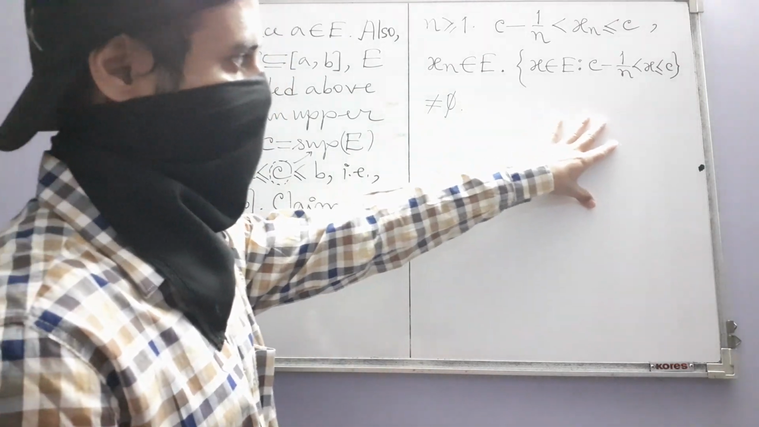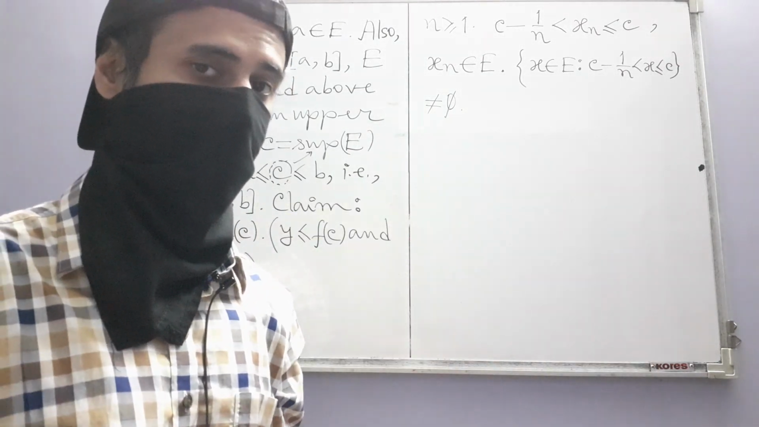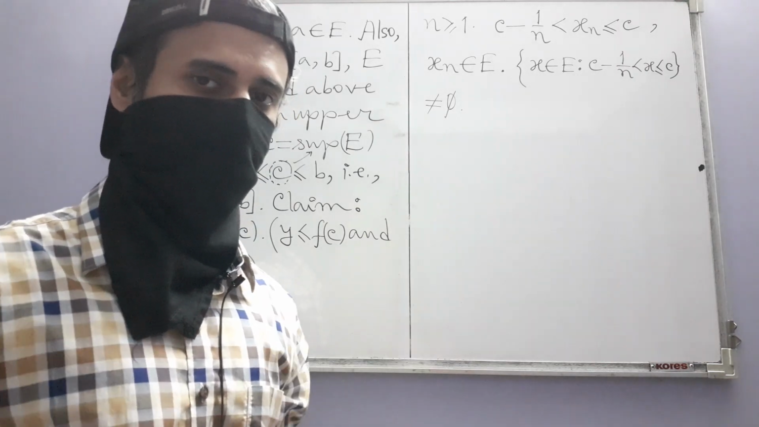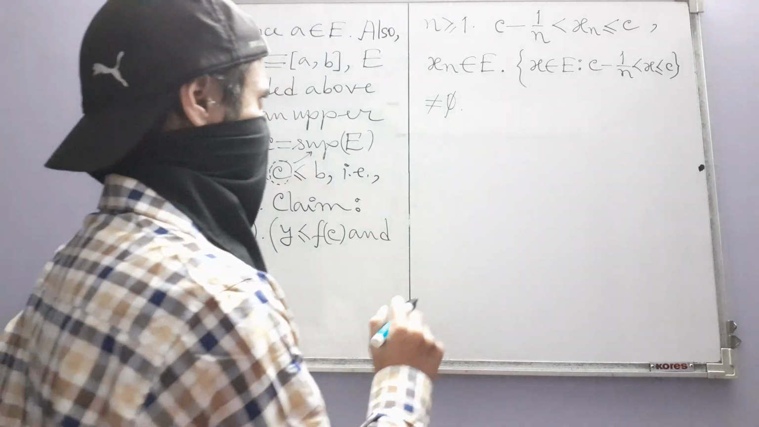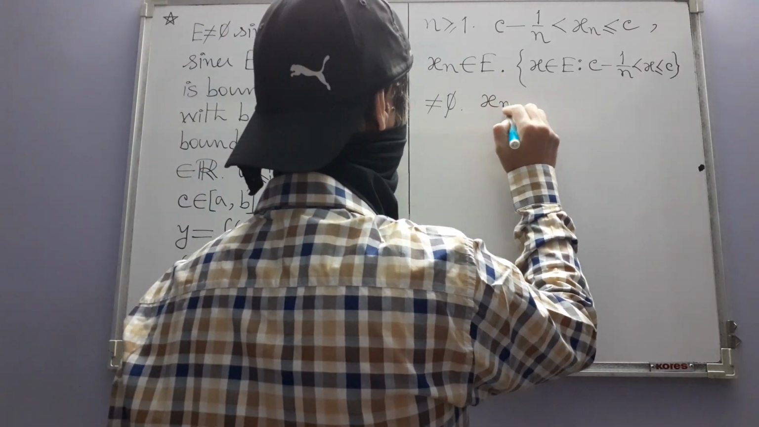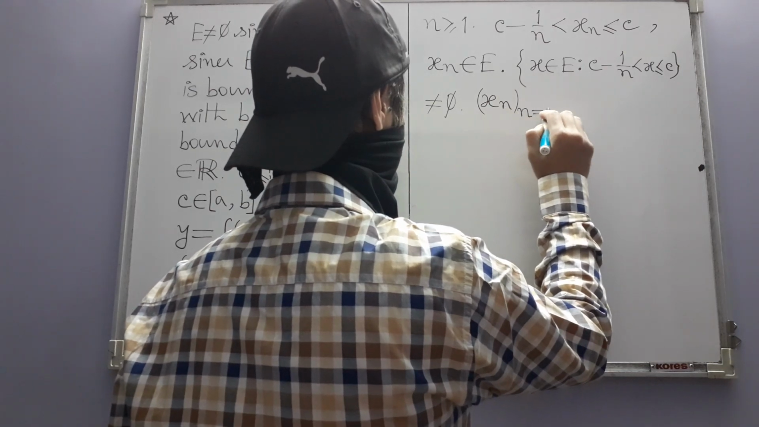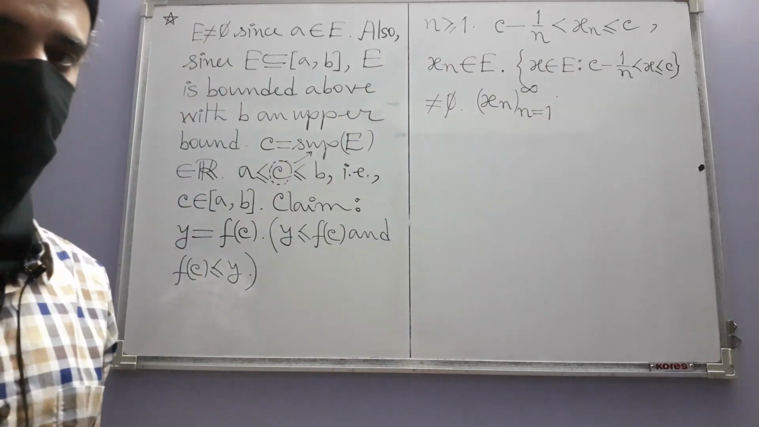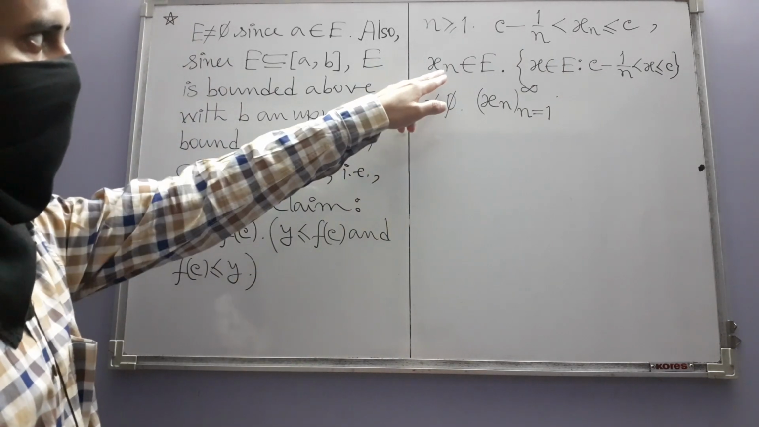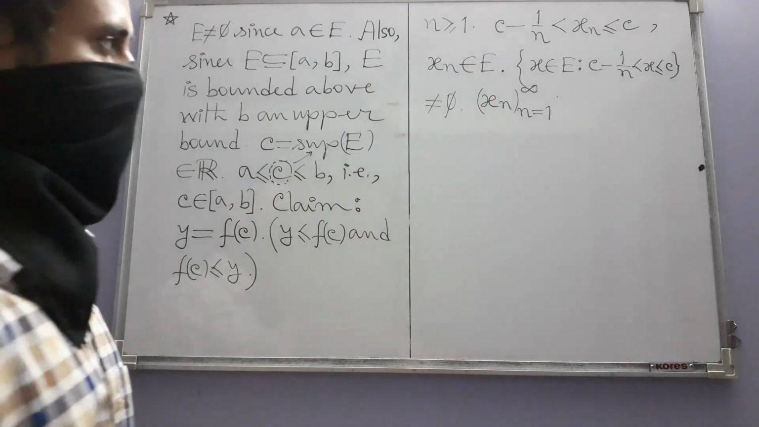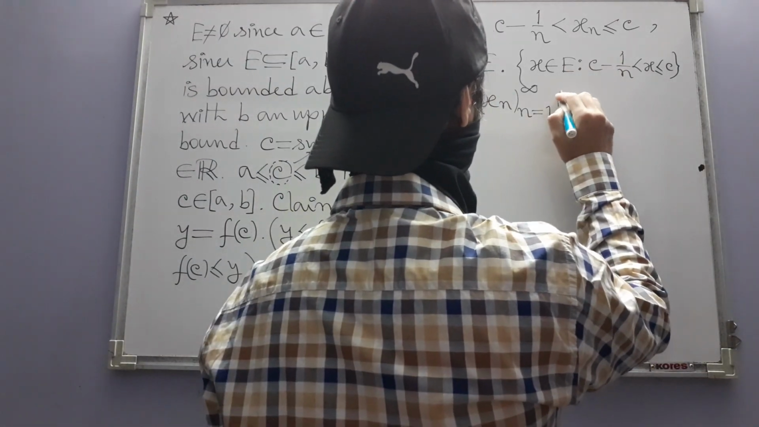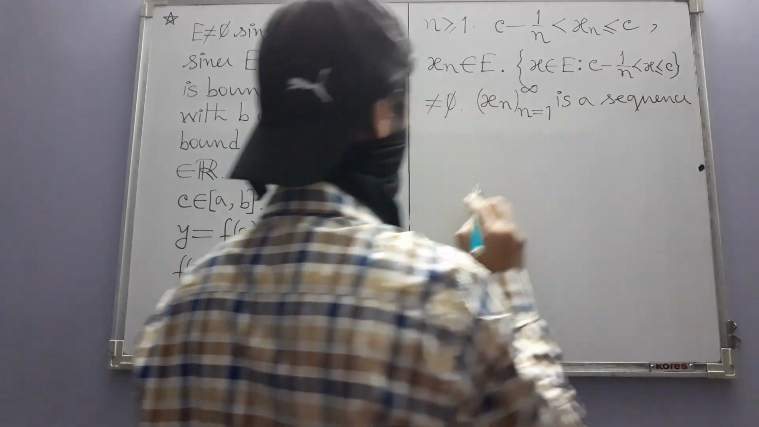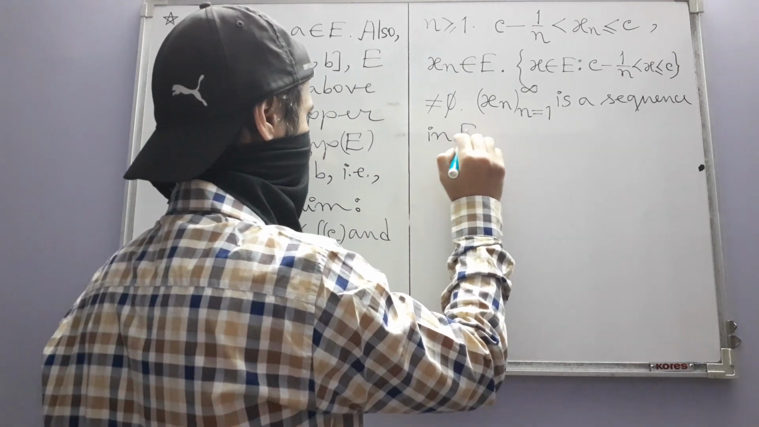So you now have a collection of infinitely many non-empty sets. So the axiom of choice allows you to choose one element from each set. And that's how you get a sequence whose terms satisfy these conditions. Note that because each term xn is coming from e, this sequence is a sequence in e.